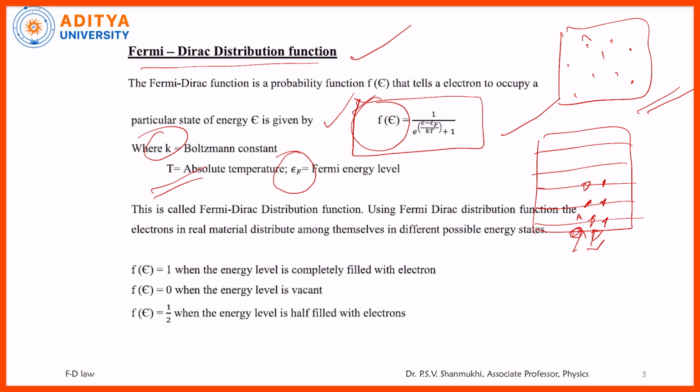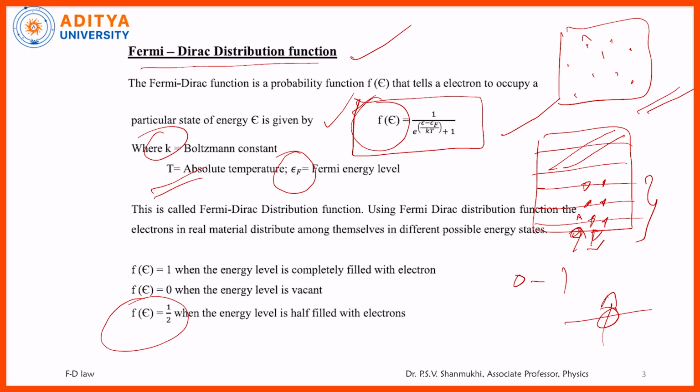Probability generally takes values from 0 to 1. If f(E) is equal to 0, the given energy level is said to be empty. If f(E) is equal to 1, the energy level is said to be completely filled by the electrons. Completely means 2 electrons: one clockwise spinning electron, the second anti-clockwise spinning electron. If f(E) is equal to half, 0.5, it is said to be half filled, meaning the given energy level is filled by only 1 electron. So f(E) represents the probability of finding the electrons in the given energy level, and it takes values from 0 to 1.